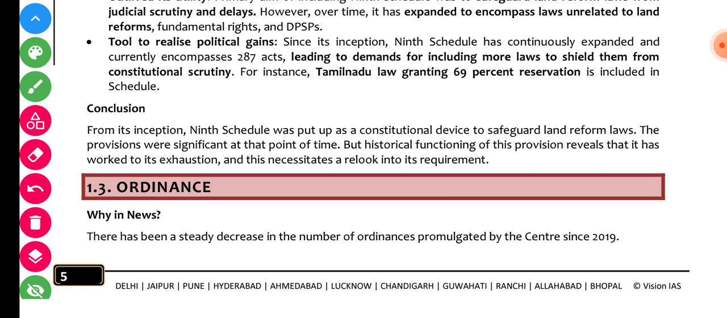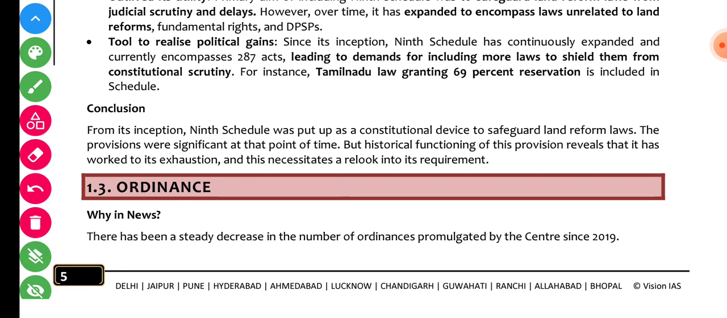However, this 69% overtakes, or violates, the Indira Sawhney judgment of 1992, because this crosses the 50% quota of reserved categories. And next is the conclusion.